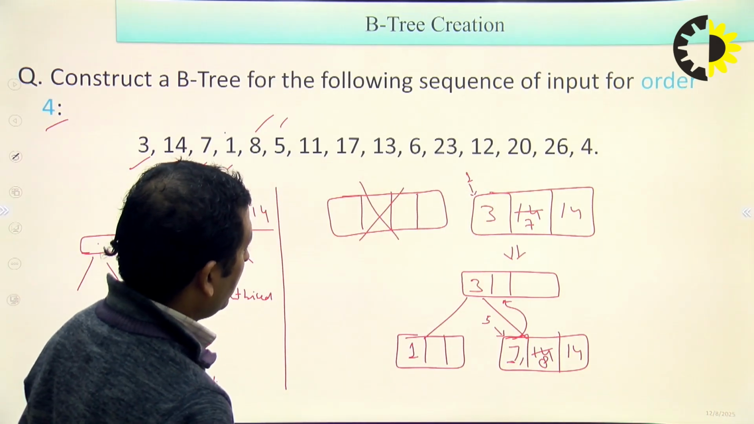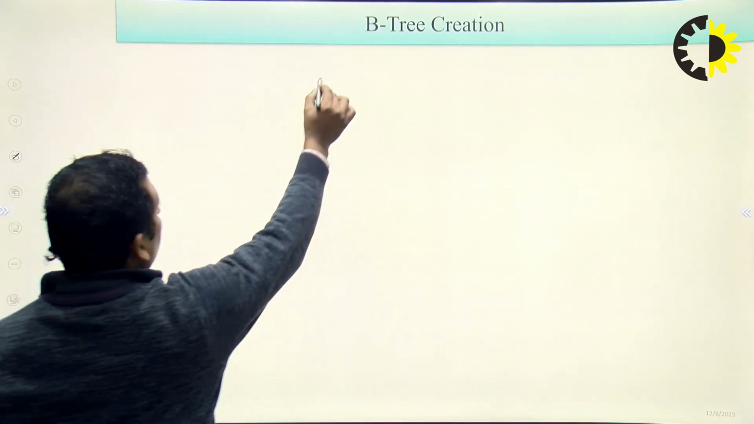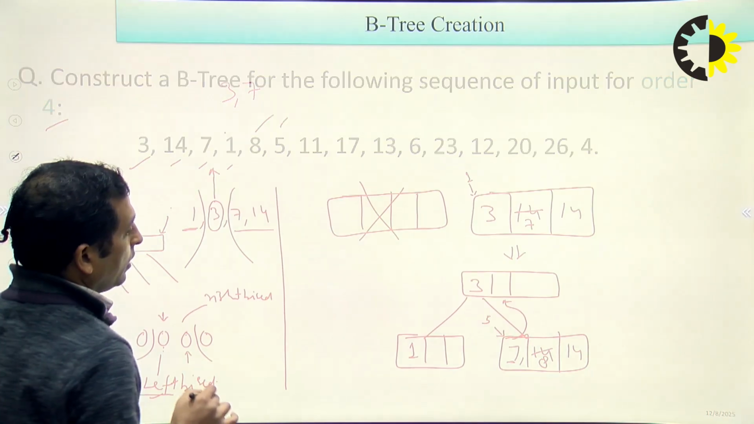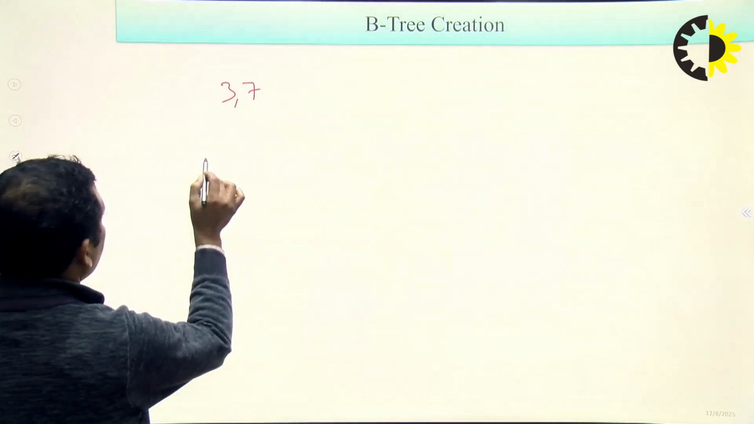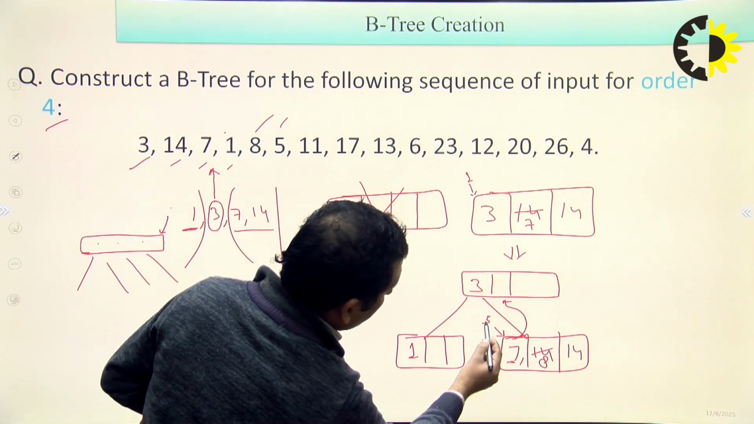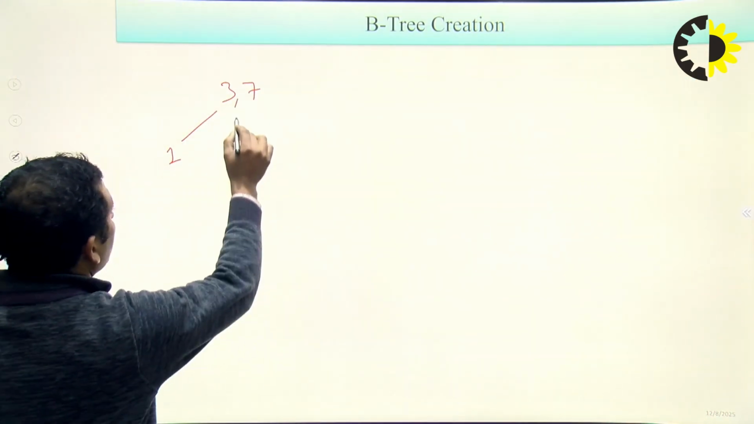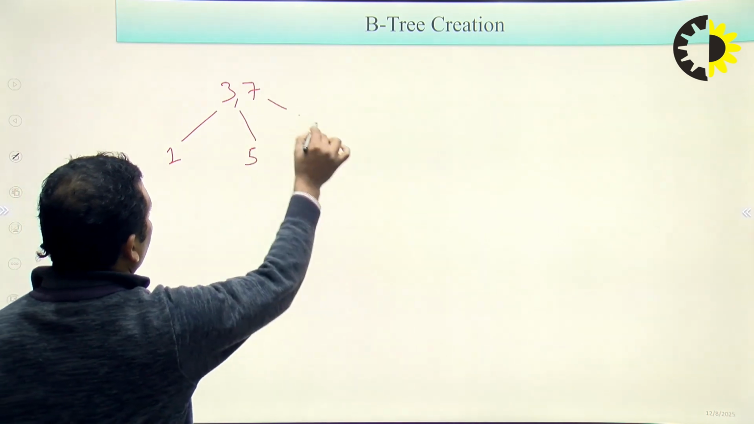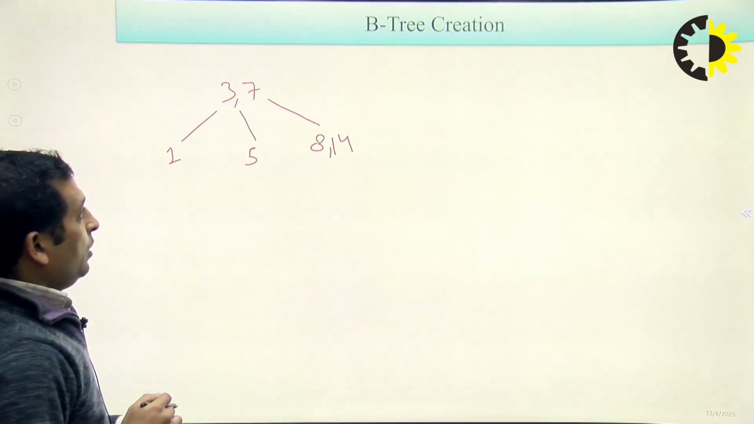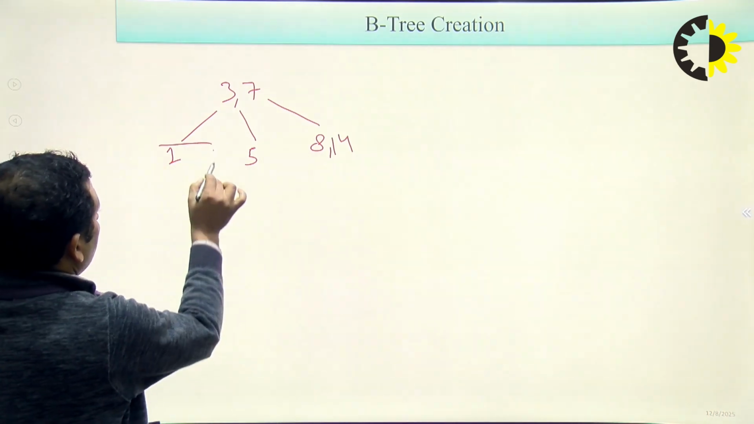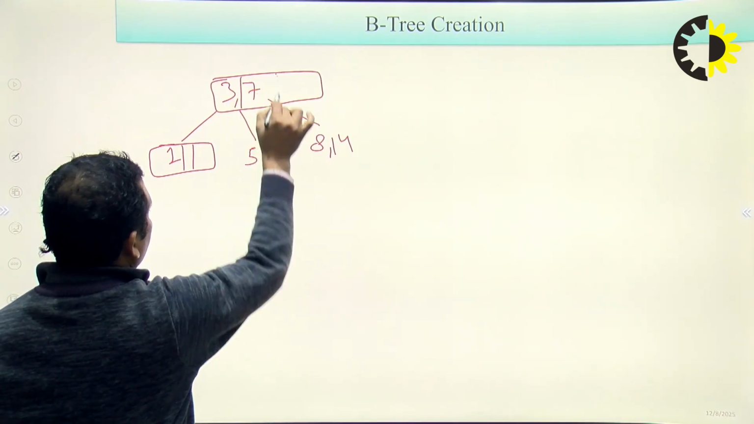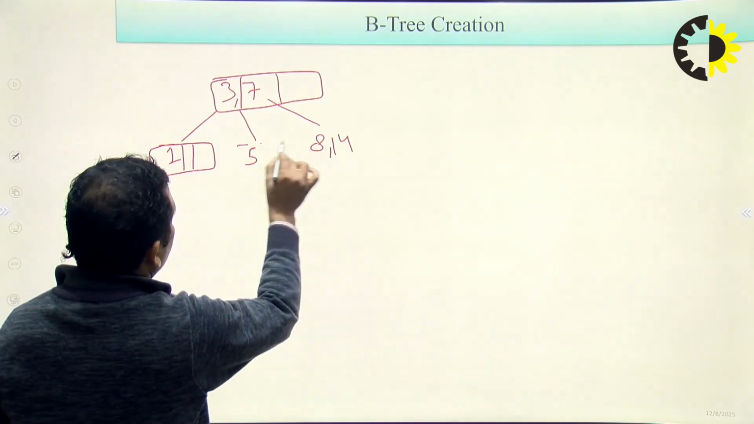7, 3 and 7 here. Now 3, 7, then here 1, and the split is 5, 8, 14. Here only 5, now 8 and 14. This follows the property of BST.